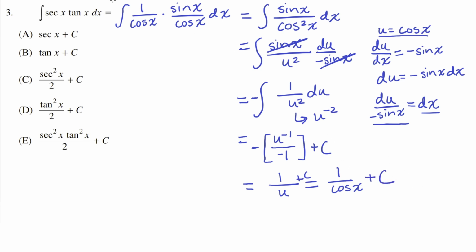But now we see that none of our answer choices look like 1 over cosine x, and that's because they converted 1 over cosine x to secant x. And we still have the plus c, the constant of integration. So 1 over cosine x is just secant x. And then we have our plus c. So this is the integral of secant x tangent x, and it's equal to answer choice A.